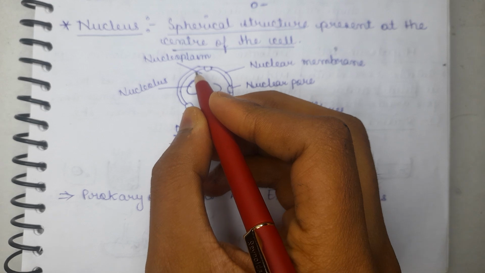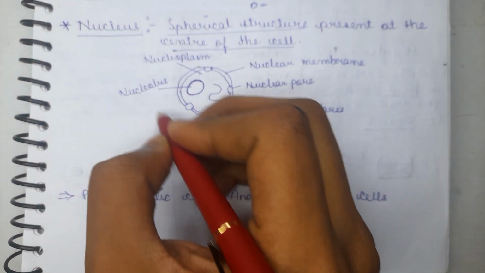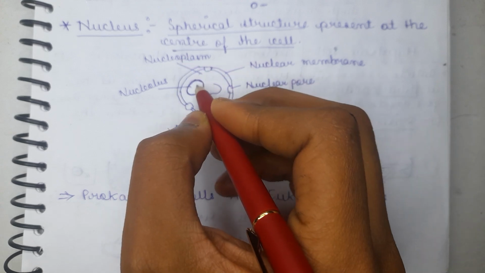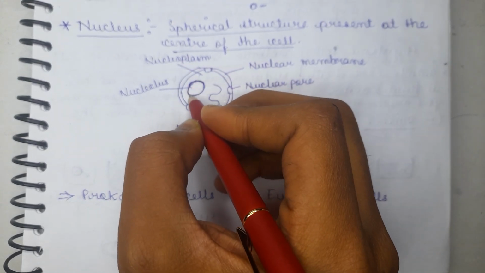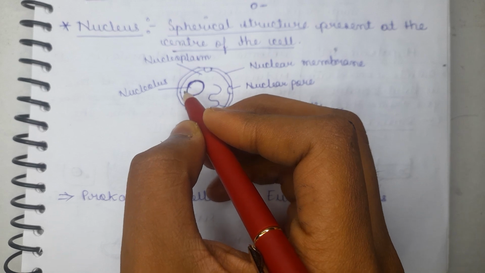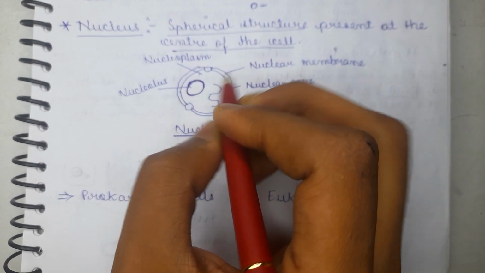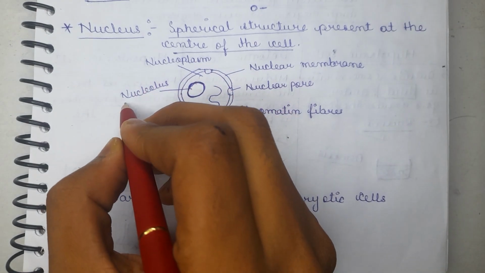A nucleus consists of a nucleolus. We all know that a cell consists of a nucleus, and the nucleus consists of a nucleolus. It is also a central part and a spherical structure, and it is for protein synthesis, which helps the cell to grow and to rebuild.